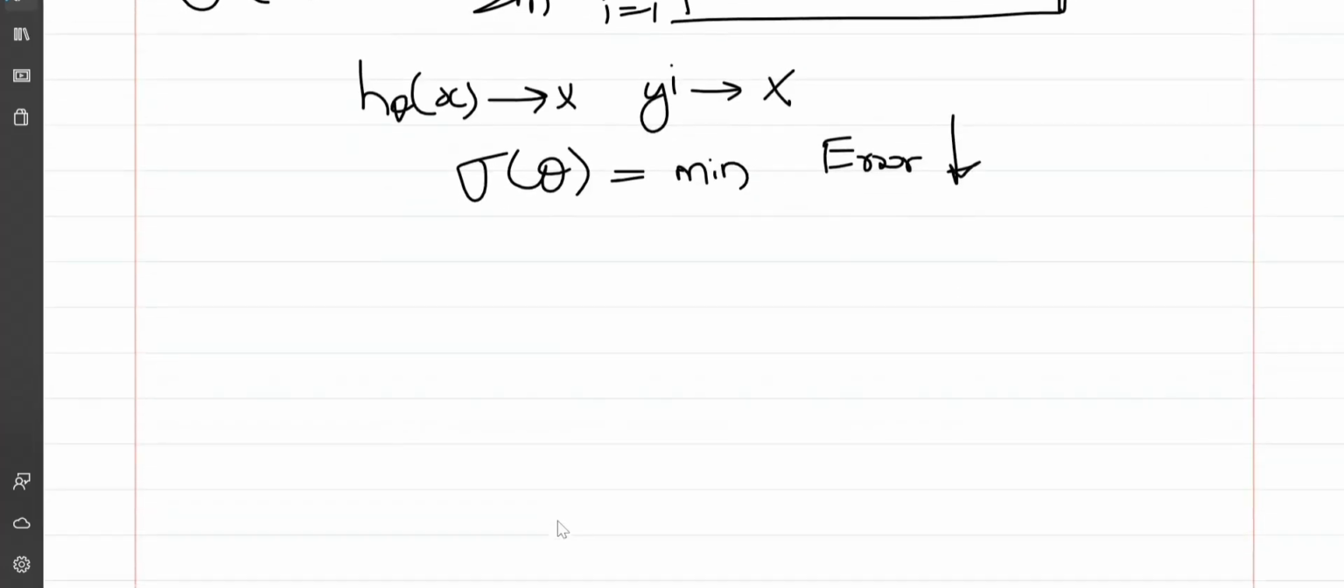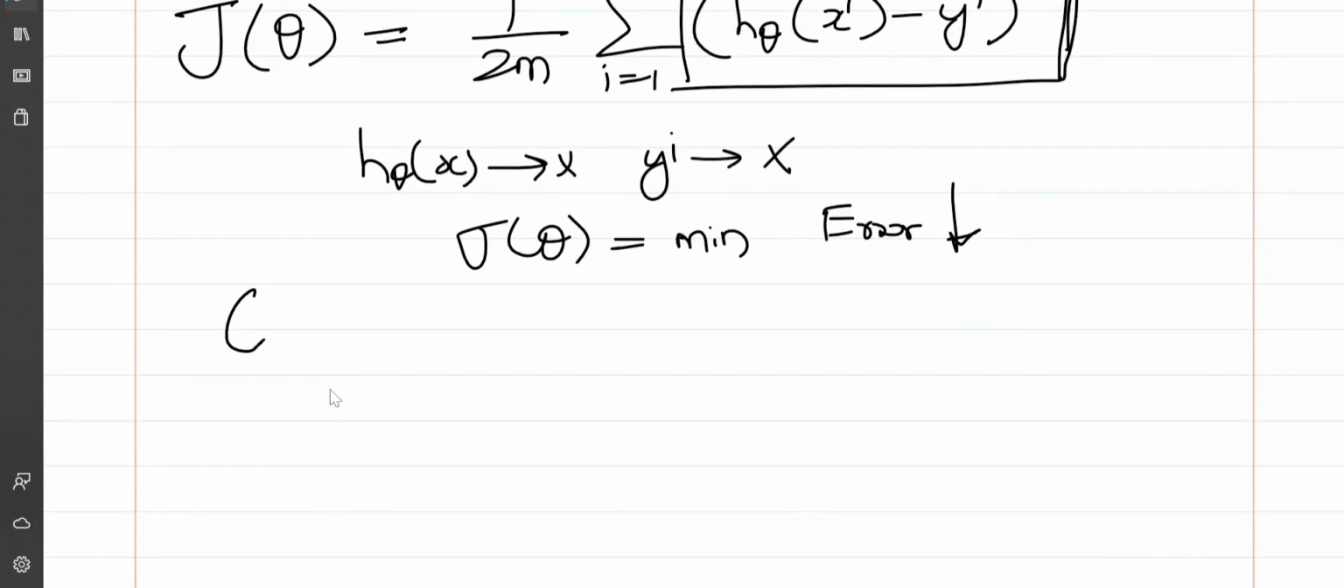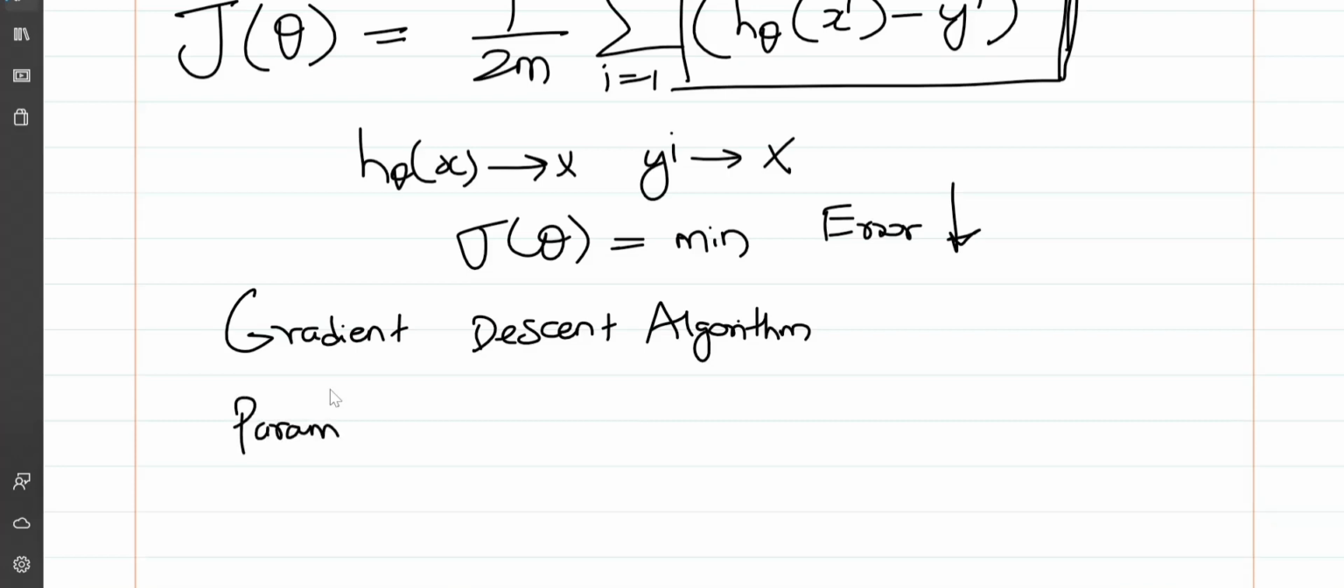Now, this is done by another algorithm known as the gradient descent algorithm. A gradient descent algorithm is used to find the parameters so that J of theta is minimized. Our main goal is to minimize J of theta. Once we minimize J of theta and find the parameters, we automatically get the maximum accuracy that we can get from the model. So the idea is to start from any random point and move in the direction of the steepest descent to reach the minimum.